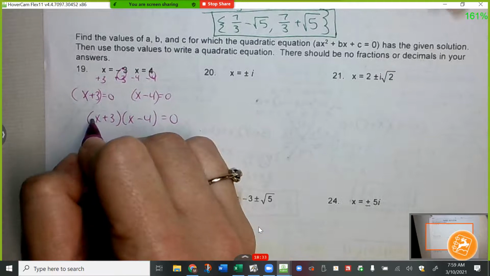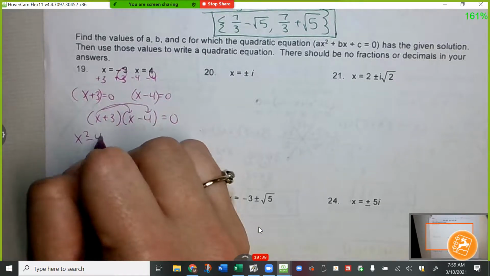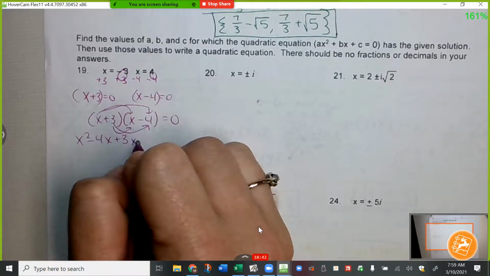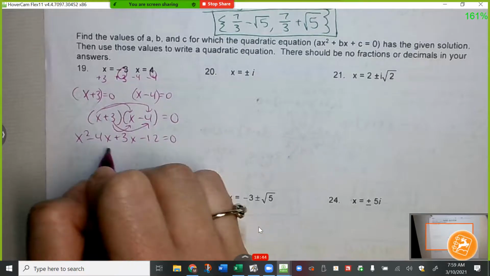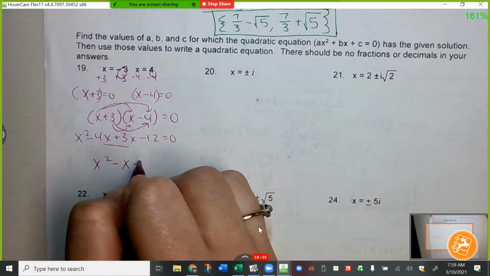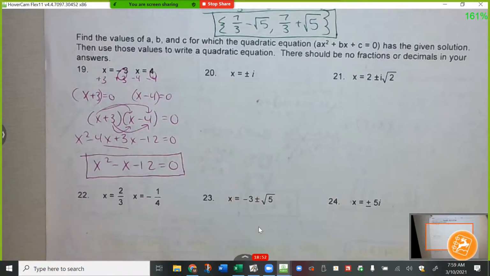So then you double distribute, so x times x is x squared, x times negative 4 is negative 4x, 3 times x is 3x, 3 times negative 4 is negative 12. Combine your like terms, you get x squared minus x minus 12 equals 0.